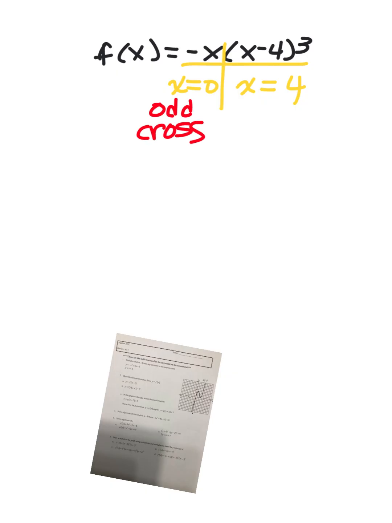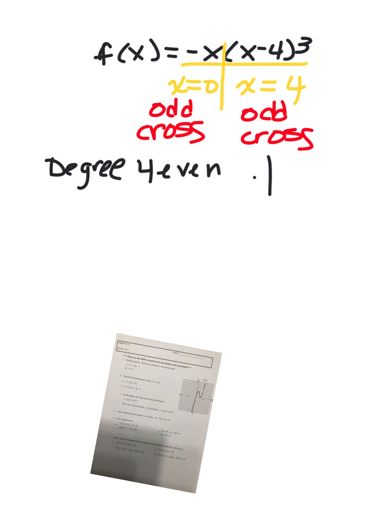Go to x equals 4. The exponent is just 3, so that's odd cross. All right, now we need the degree of the polynomial. So the degree is, remember, add the exponents. So I have 3 and a 1, that's 4. So it's even. That means the ends are either going to go up, up, or it'll go down, down. Look at the leading coefficient. The leading coefficient here is a -1. So leading coefficient is negative. That means it's going to go down, down.